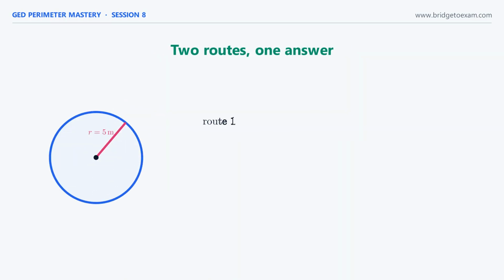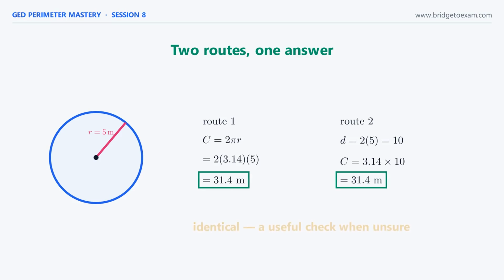Let's do both. Radius 5 meters. Route 1, 2 pi r. 2 times 3.14 times 5 is 31.4. Route 2, double it to a diameter of 10. Then pi d is 31.4. Identical. A useful check when you're unsure.